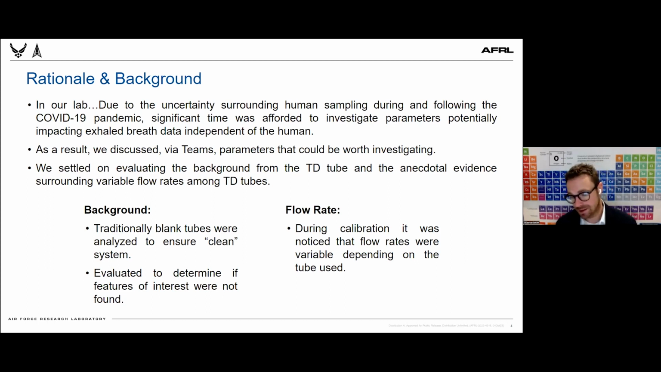And then, like I said, the flow rate portion comes from evidence that when we calibrated our pumps using flow rate monitors, we would notice it was variable depending on the TD tube. So we wanted to explore these two scenarios. And so I'm going to talk about background first.